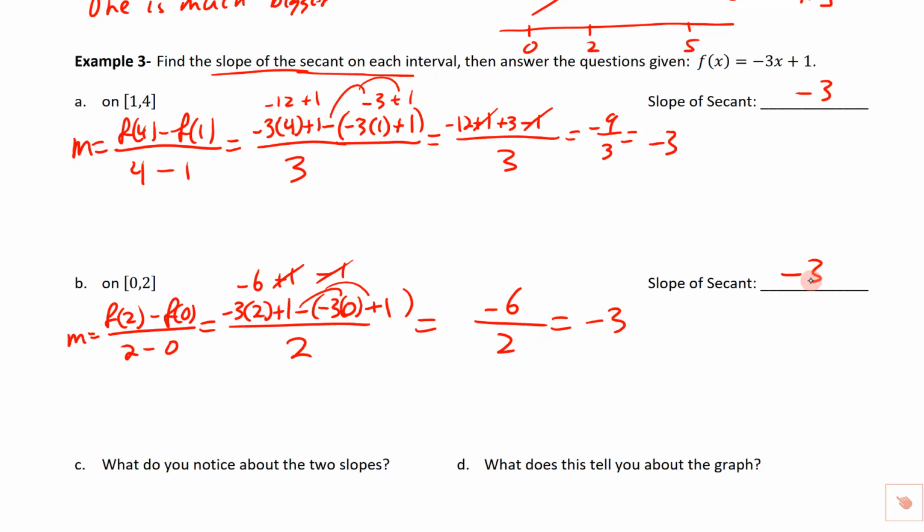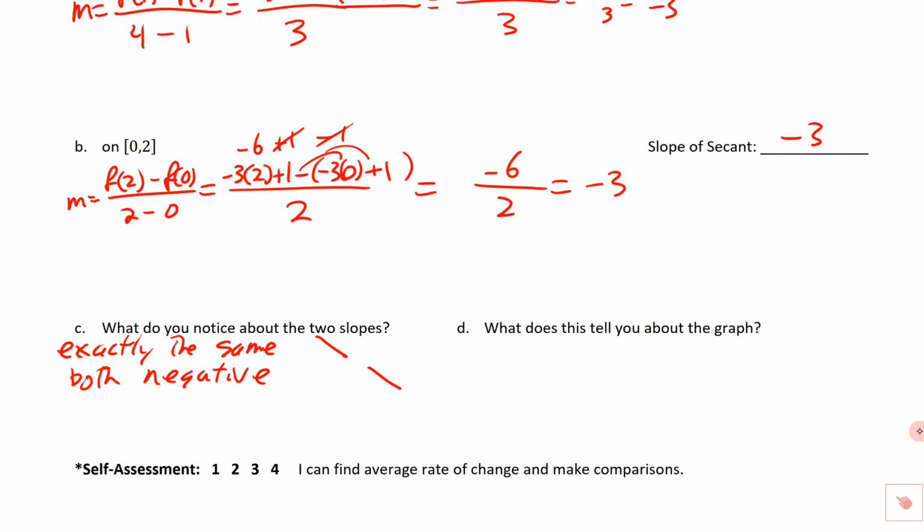Now, down below it says, what do you notice about the two slopes? Well, the two slopes, they're exactly the same. And like before up here when we noted that they were positive, let's just write down that they are both negative. So in this case, they're both negative. All right, so what that means is we've got a slope of -3 on one interval, and then we've got a slope of -3 on the other interval. They're both exactly the same. And what does this tell you about the graph? Well, what this tells you about the graph is it's going down, which means it's decreasing.